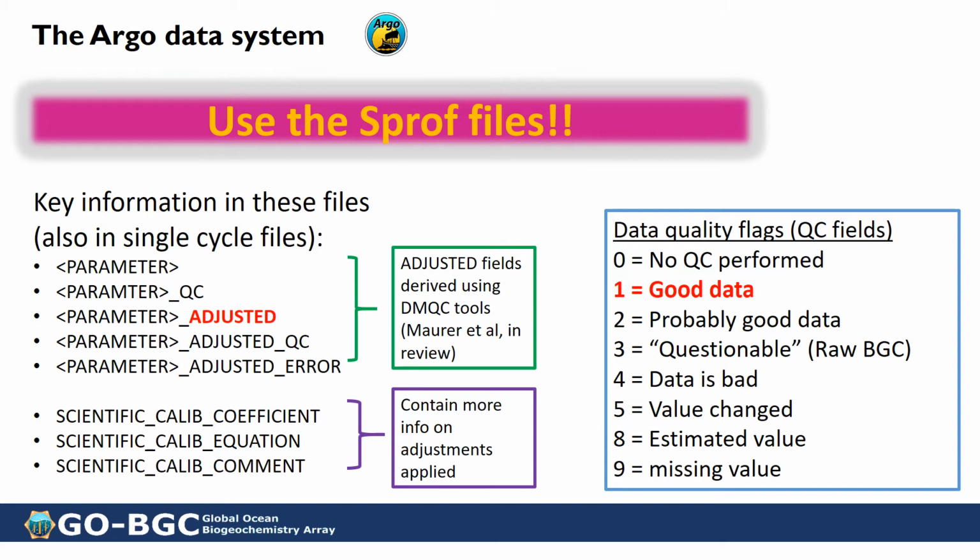In addition to the adjusted data fields, the scientific calibration fields are also included within the SProfile files and profile files. These contain more information on the adjustments that have been applied, the equations used, coefficients used, and/or comments describing the method. Last, again, you really need to pay attention to the data quality flags. These are held under parameter adjusted QC or parameter QC. In Argo, you always want to be looking for good data, which is quality flag of 1. All raw BGC data prior to receiving adjustments, either in real time or delayed mode, will receive a flag of 3 for questionable.